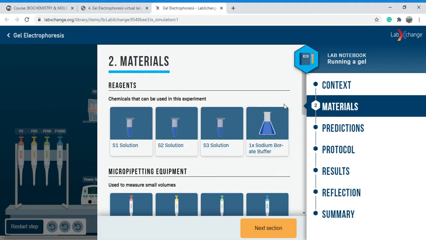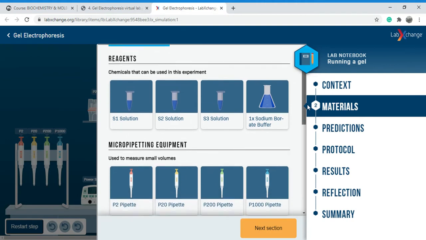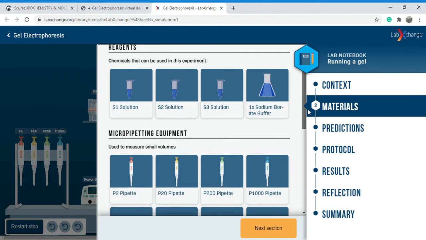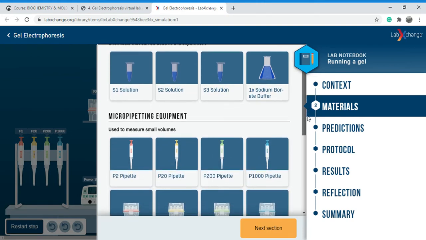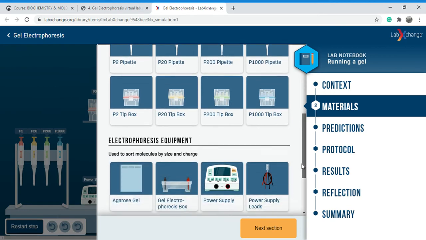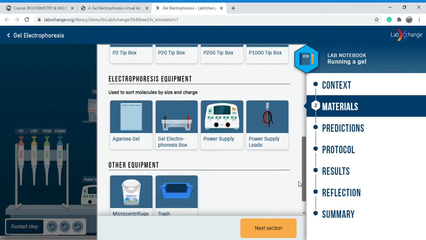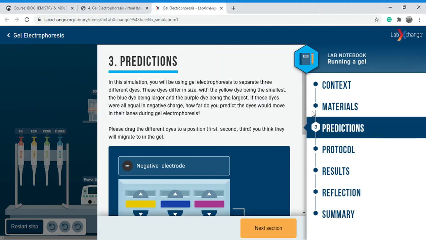The materials that we'll be using are three solutions and a one-time sodium borate buffer. We'll be using the micropipettes as well as other electrophoresis equipment: the agarose gel, the gel electrophoresis power supply, and the power supply leads. Let's move on to the predictions.